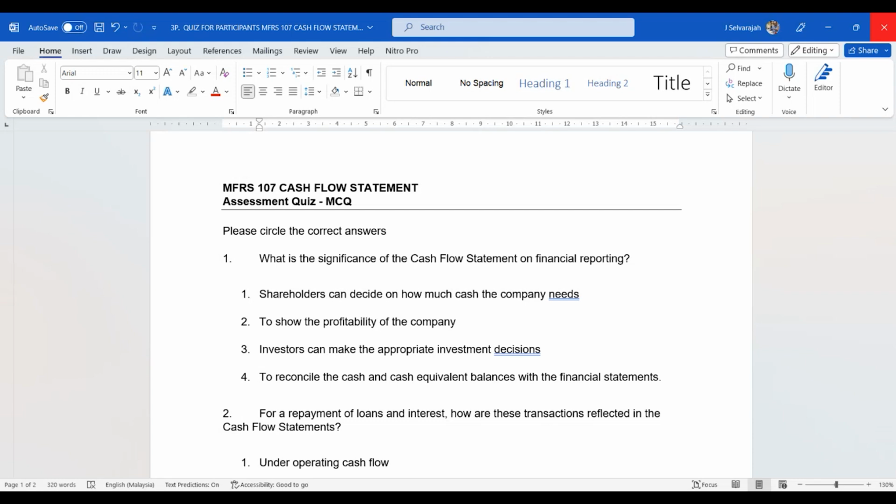What is the significance of the cash flow statement on financial reporting? Very simple answer. Okay. What is the significance? Question one. So you're putting answer 4.